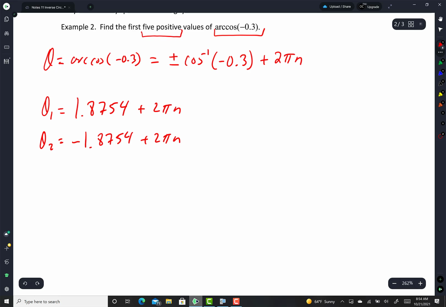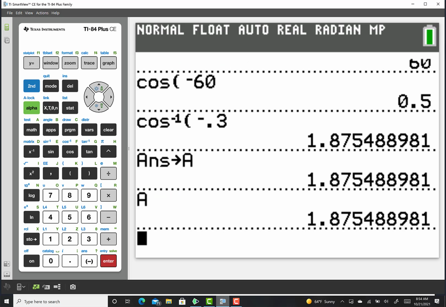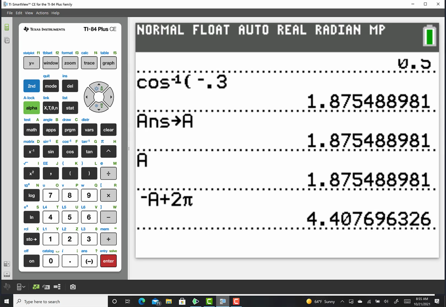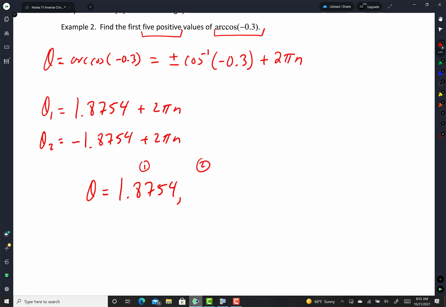5 positive. So here are my final answers. Theta equals, the very first one I see is, well, that one right there, 1.8754, comma. The next one is going to come from theta 2, so I'll tell you where they're coming from. So I'm going to write negative 1.8754 plus 2 pi. So on your calculator, I'm just going to go negative A plus 2 pi. See, like that. Enter. So 4.4076, that's truncated. If you round it, it's 408.